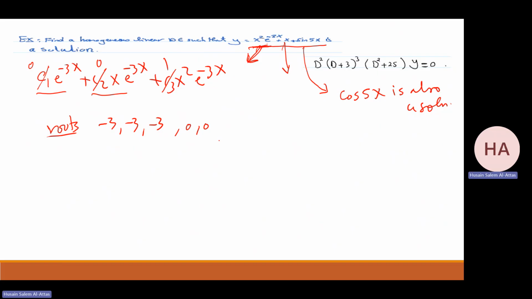So that means I have sine 5x and cosine 5x, so it's alpha plus or minus i beta. Alpha is 0, so it's 0 plus or minus 5i. Which is clear. When he said it's a solution, that's different from saying it's the general solution. If he said the general solution, then he has everything. But when he says a solution, it means that to reach x squared e to the power minus 3x, I need to go from e to the power minus 3x, x e to the power minus 3x. So I have the roots minus 3, minus 3, minus 3, 3 times.